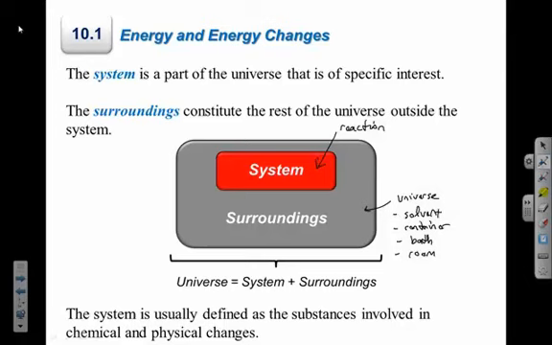So since we're looking at things from the reaction point of view, if the reaction absorbs energy, the reaction increases its energy, that would be a positive. And if the reaction releases energy, that's a negative.